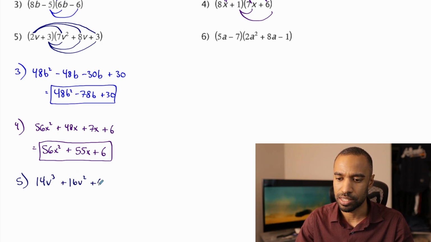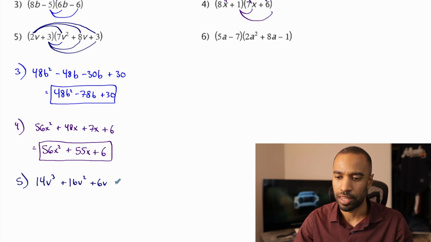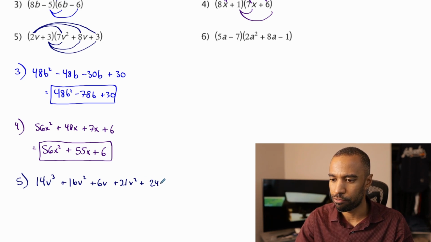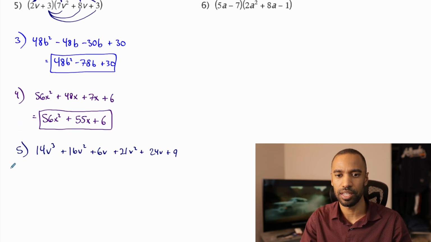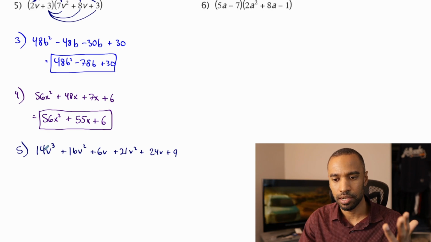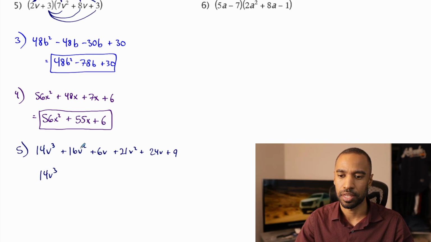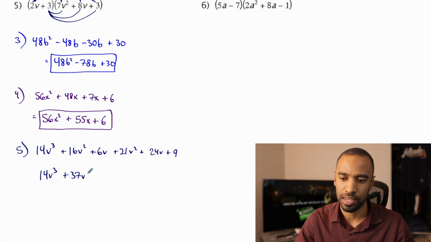2v times 3 is 6v. And then we have 3 times 7v squared there, which is 21v squared. And then plus, looks like it's going to be 24v and 9. All right, so now we combine like terms here. And again, let's keep it in standard form. This v cubed will stand alone here, 14v cubed. That is not combining with anything. The 16v squared adds with 21v squared, and we get 37v squared.